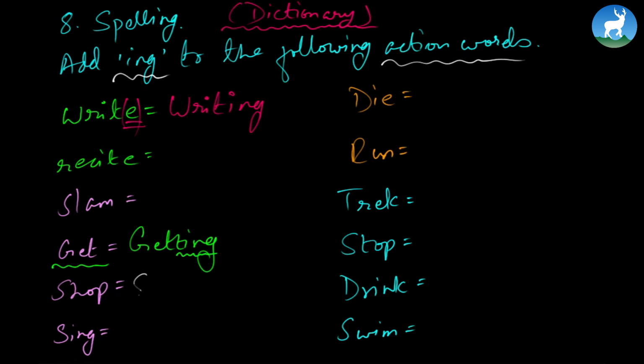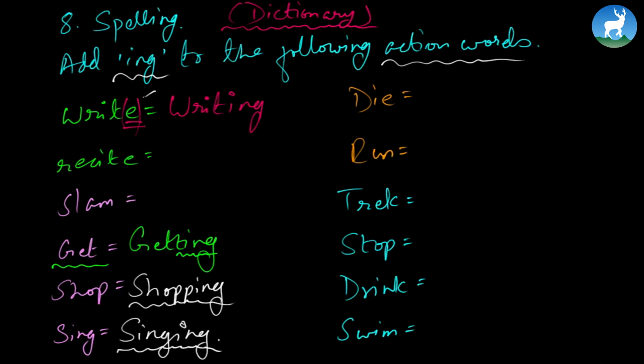Now, if I go for shopping, look at that. Shopping, SHOPPING. See, I'm doing it again here. Now, again, I have singing here, and for singing, I can just go for SINGING. So you have to figure out what to add and what to avoid, like I've avoided the E here, right?